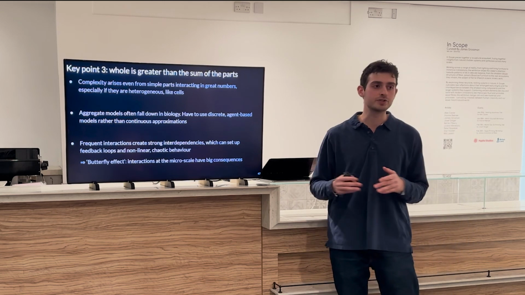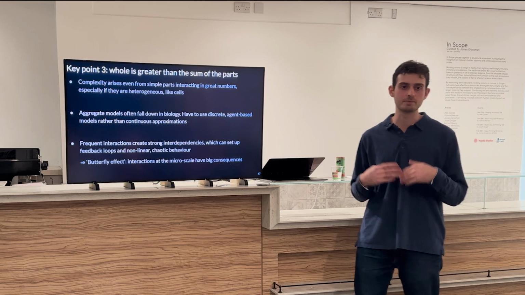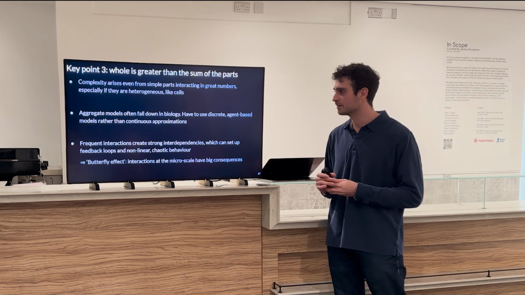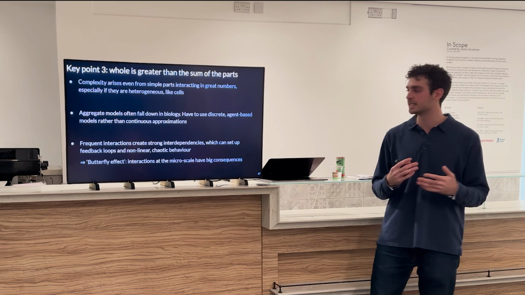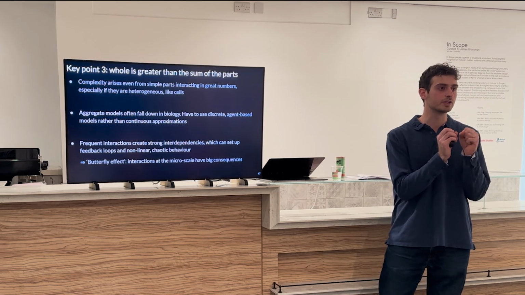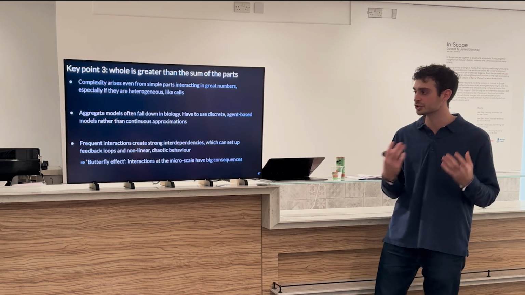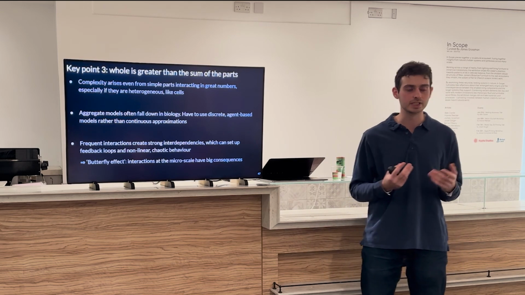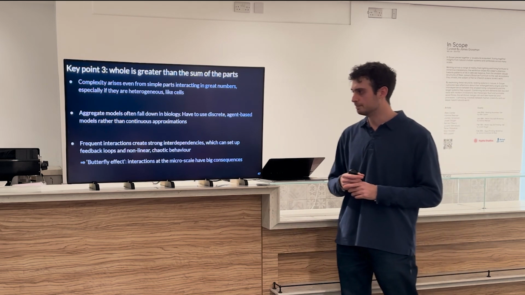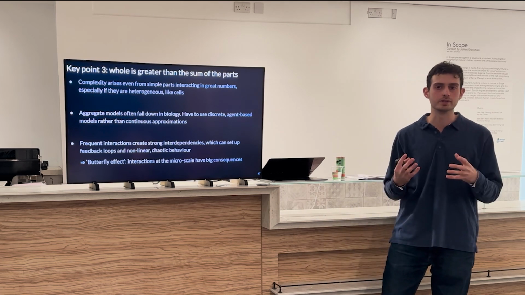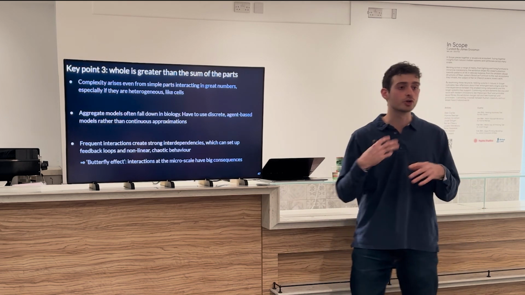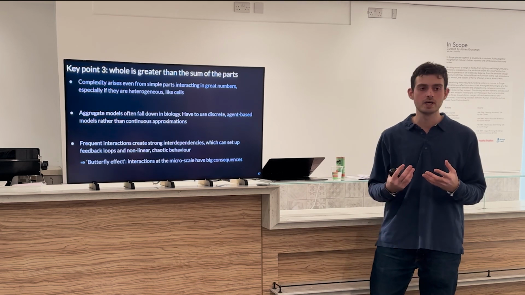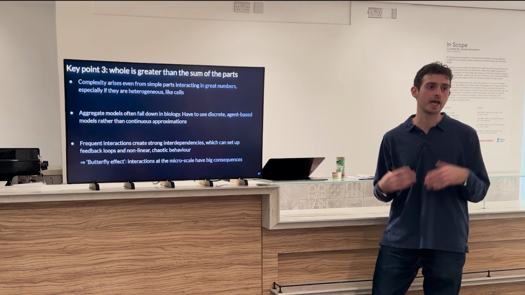In the past, we've tried to use aggregate models in biology, and this is why things like mathematical biology fall down, in my opinion, because they try to generalize the idea that all the component parts are the same, and that's just not the case. So instead, we can use discrete and agent-based models rather than continuous approximations. But what we see is that when you have frequent concurrent interactions, you get strong interdependencies within the system. And this is what sets up feedback loops, which leads to nonlinear or chaotic behavior.